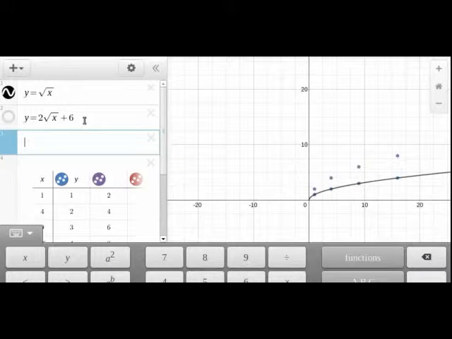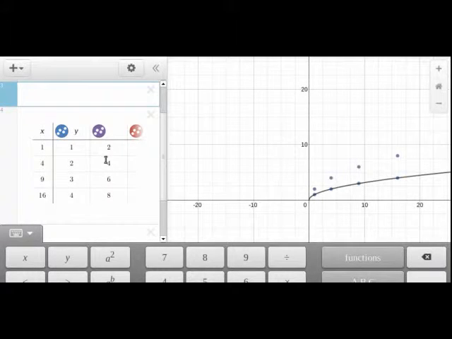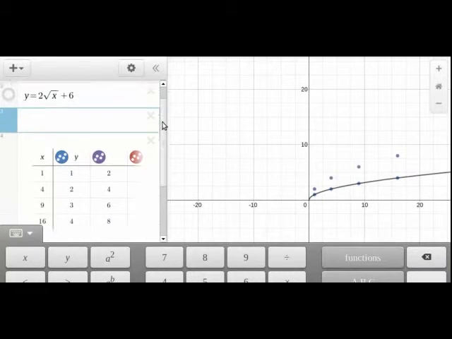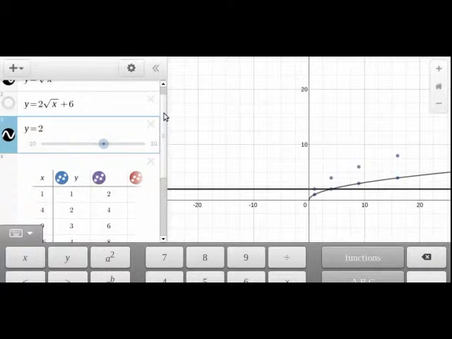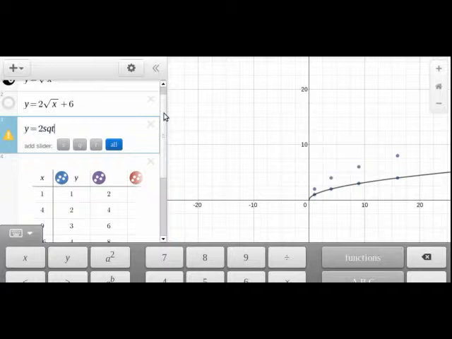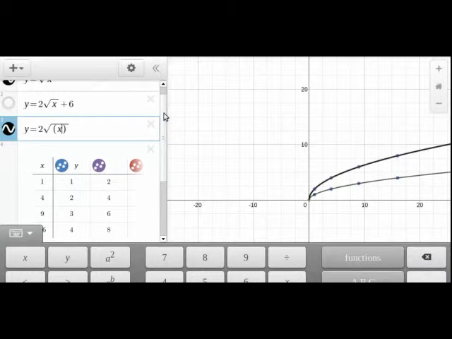So we're asked to graph the function y equals 2 square root x plus 6, and we have to find the domain and range. All right, so I've put in points already for y equals 2 square root of x. Okay, there it is, right there.